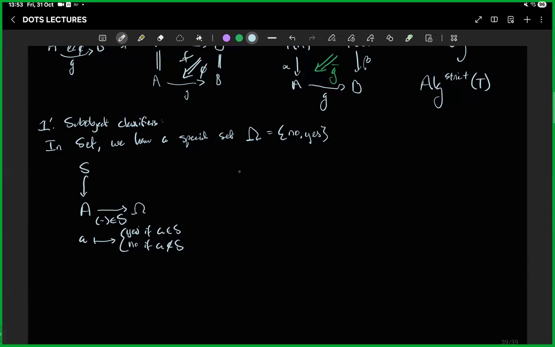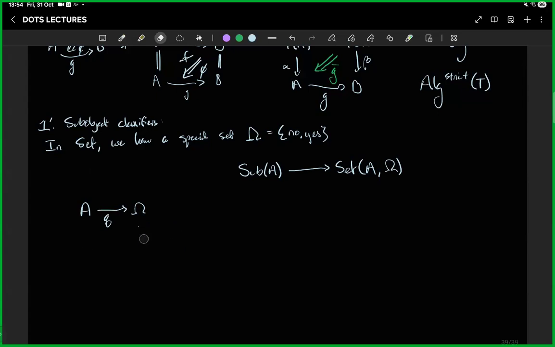In other words, what we've seen is that from a subset of A, I can produce a function from A to omega. But now I can go the other way. Suppose I have any function A to omega, which I'll call Q for question. This is a yes or no question I'm asking about the elements of A, because it's a function that takes an element of A and gives me back an element of omega, which is either yes or no.